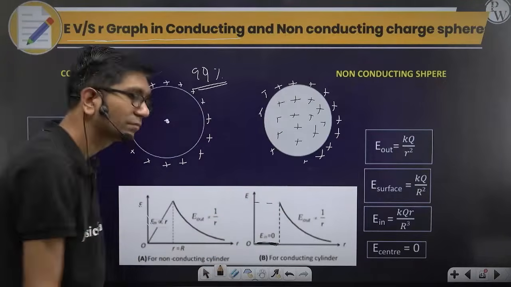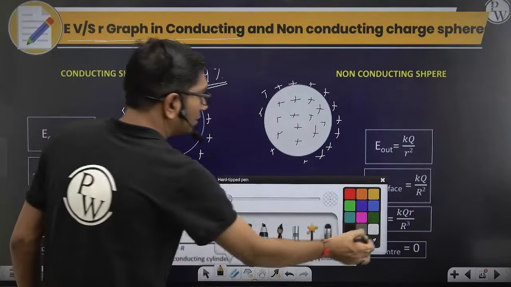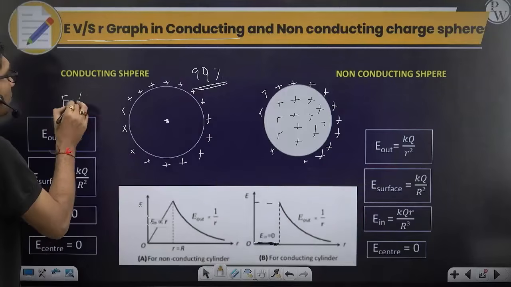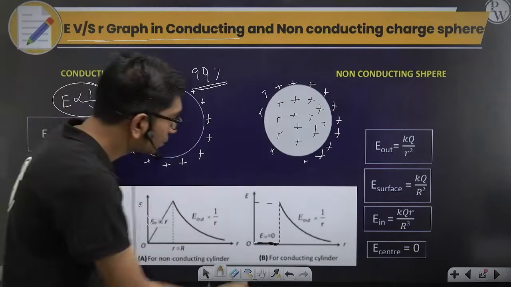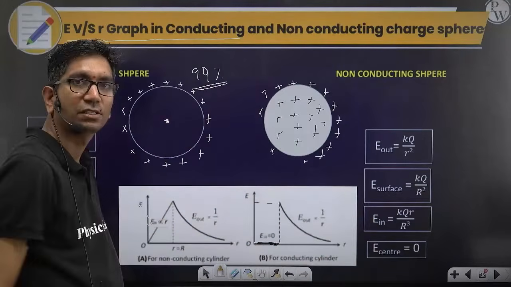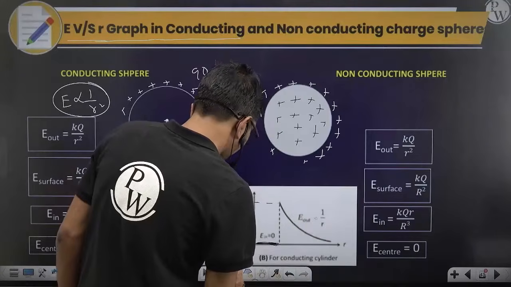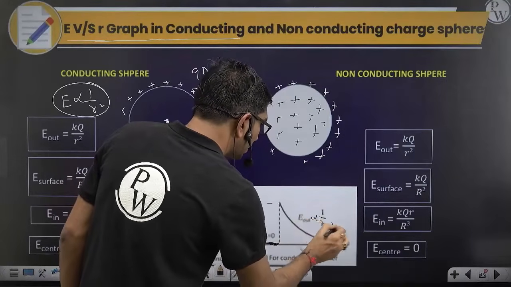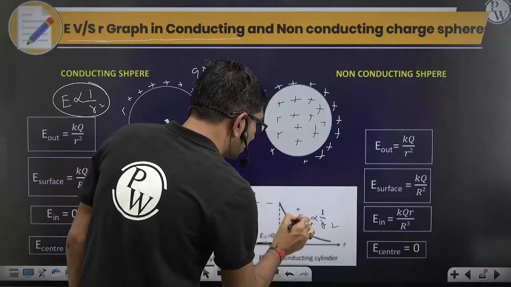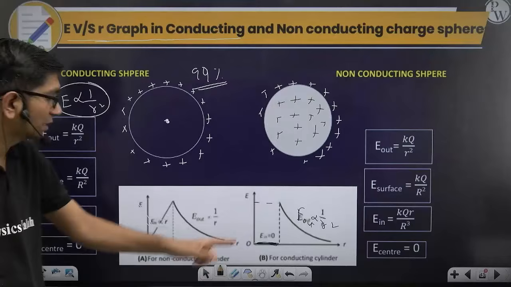After that, electric field intensity is what? Inversely proportional to r square. As everyone knows, an inversely proportional graph always looks like this. Inversely proportional to r square outside, electric field intensity. Is it clear, beta? This one is clear, na?